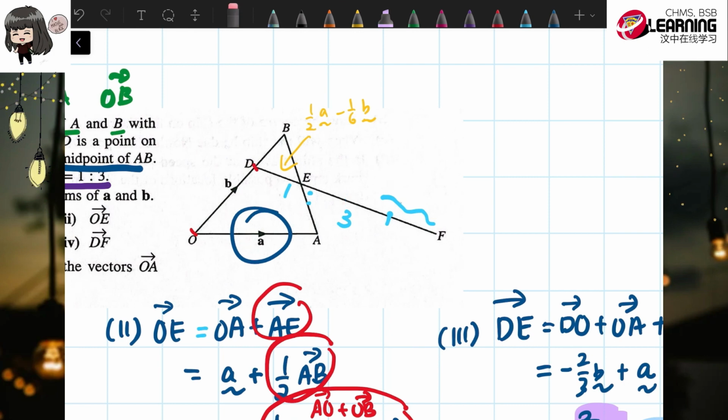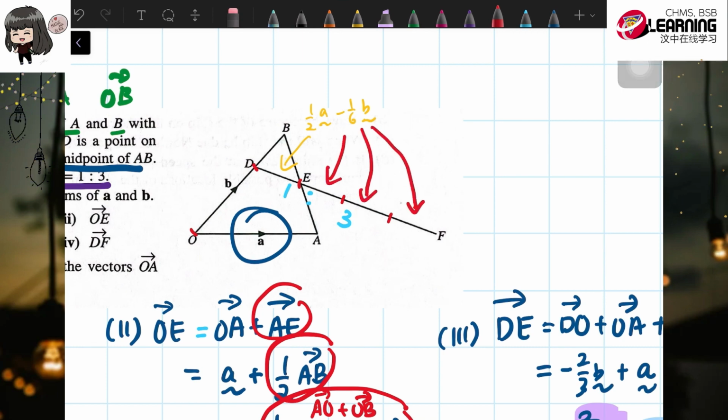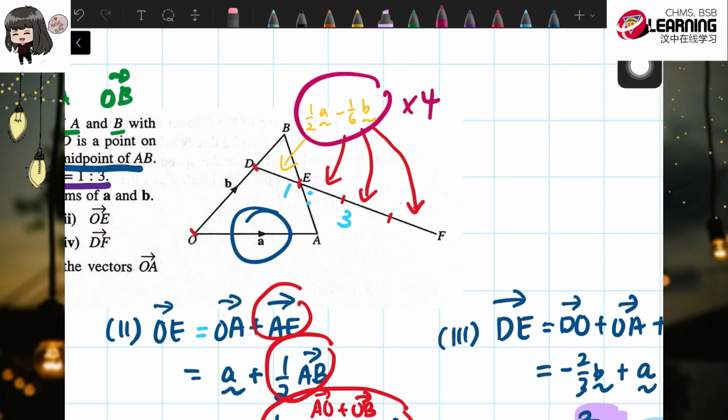If you understand the ratio, we have 3 parts here. If this is 1 over 2A minus 1 over 6B, here is also the same, and here is also the same. So basically, if we want to find D until F, we just need to multiply this whole thing by 4, because you have 4 parts: 1, 2, 3, 4, D until F.